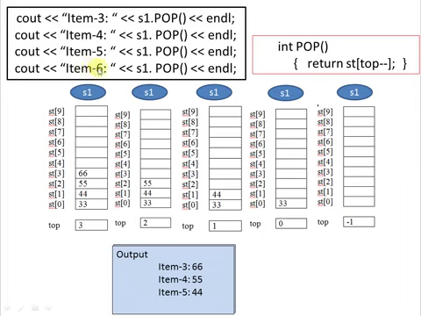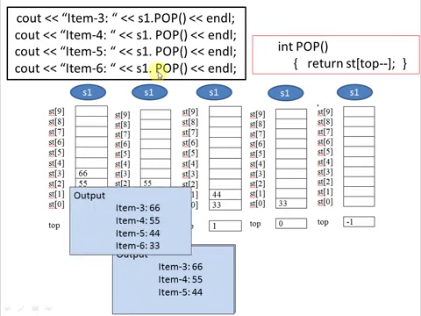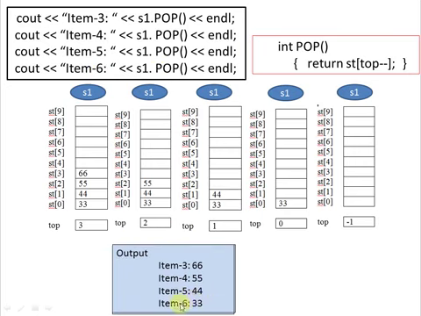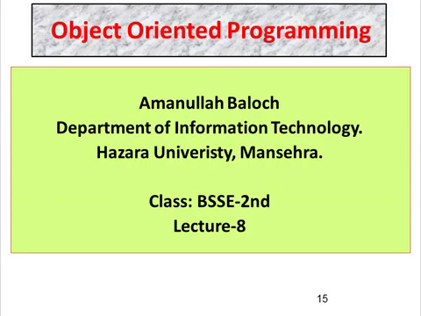The execution of this fourth line will give atom 6 is equal to 33, and you may see the output of these four lines of the main program will look like this. This is the end of our stack example. Our next lecture will be lecture number 8.